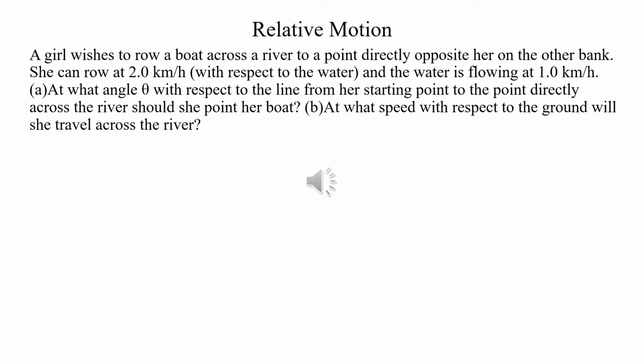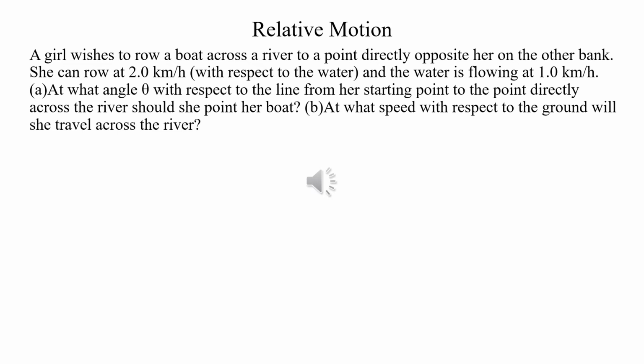But the water is also flowing at 1 kilometer per hour with respect to the banks. So, A, what angle with respect to a line from her starting point to the point directly across the river should she point her boat? And B, what speed with respect to the ground will she travel across the river? Now, if the river were not flowing, if it was still water, she would just point her boat directly across and row across, and she would go at 2 kilometers per hour.